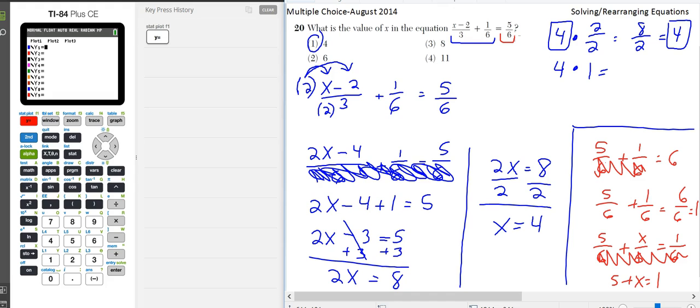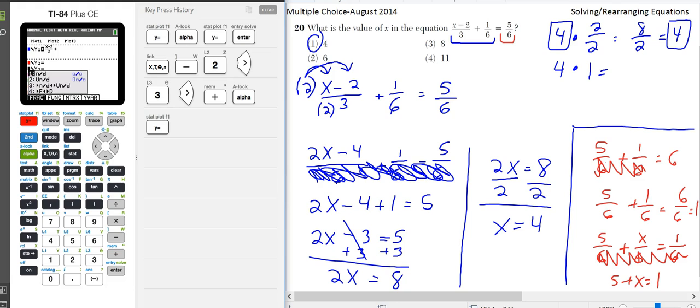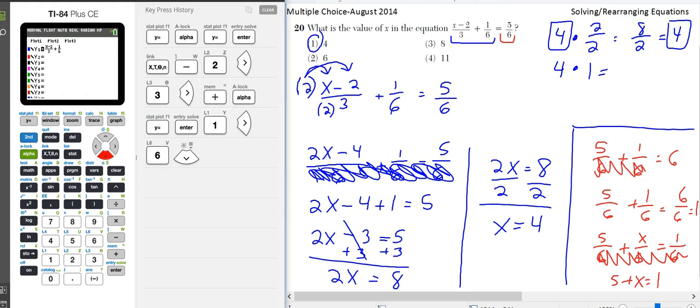So let's do that. Alpha, y equals, to get a fraction, the numerator of our fraction is x minus 2. Let's go down to the denominator, over 3. Next to the fraction, we're doing plus another fraction: alpha, y equals, to get another fraction, 1 over 6. And now let's go down to y2, and we want to have 5 over 6.